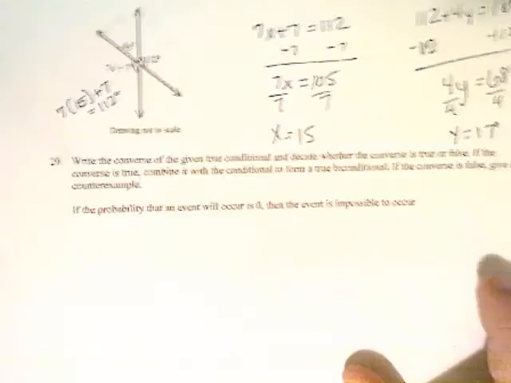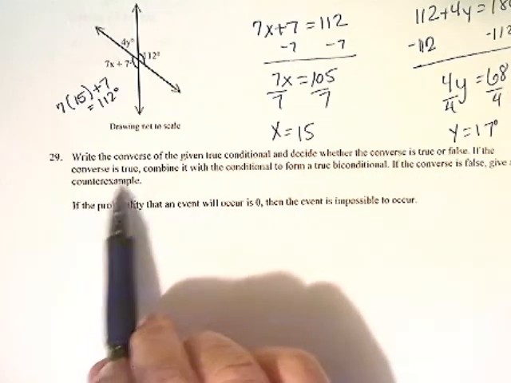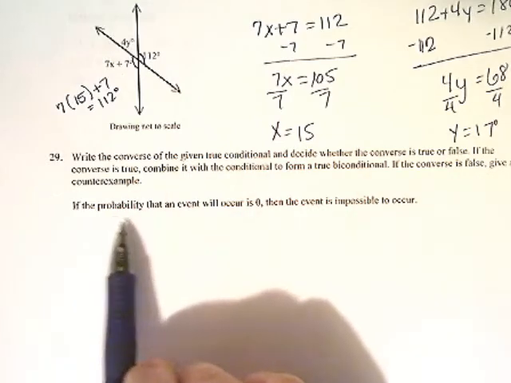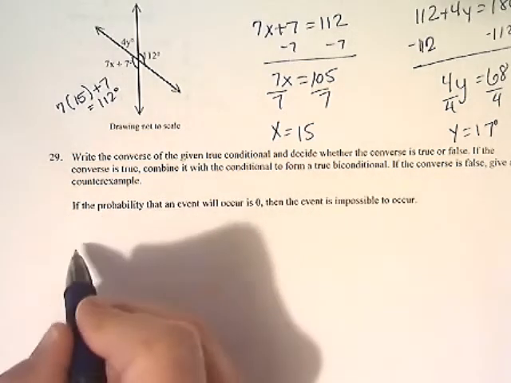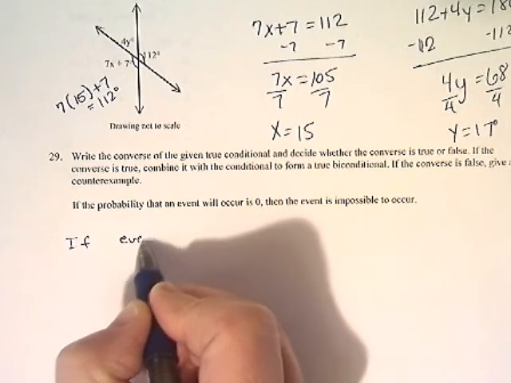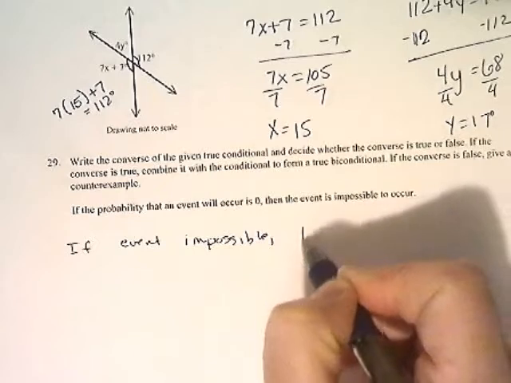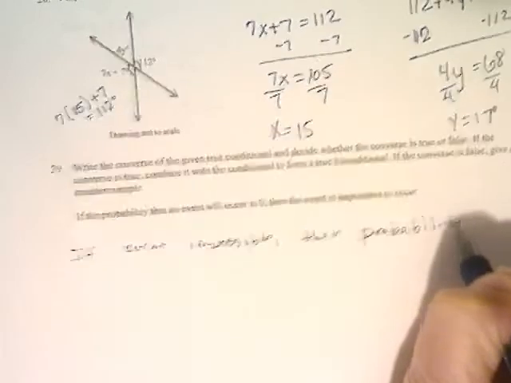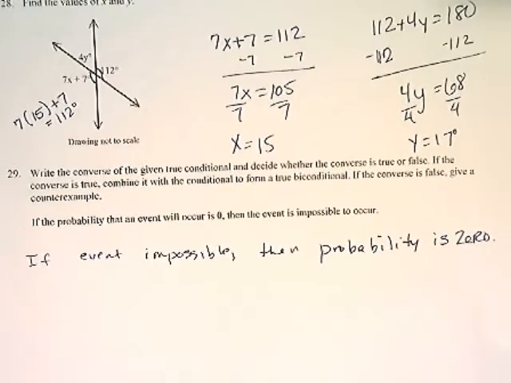29. Write the converse of the given true conditional and decide whether the converse is true or false. If it's true, combine it to form a true biconditional. If it's false, give a counterexample. If the probability of an event will occur is 0, then the event is impossible to occur. So the converse would read, if the event is impossible, then the probability is 0. That statement is also true.